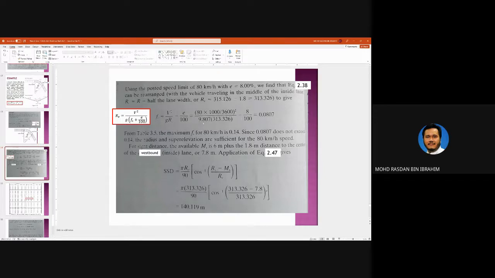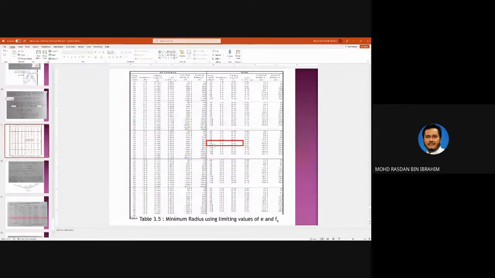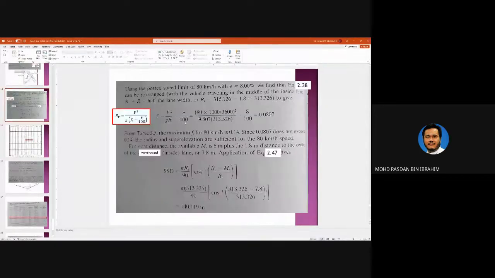Okay, now we use table 3.5 and look for the Fs at 80 kilometers per hour. So here, at 80 kilometers per hour, the value of Fs is 0.14. The value that you calculate is 0.08, so this is less than 0.14. Therefore, the super elevation and the radius are sufficient.